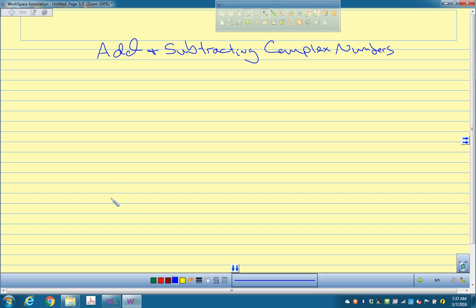All you do is add and subtract the real part and the imaginary part. So for example, say I have 2 plus 3i plus negative 3 minus 2i. It's just like combining like terms. So you take the real part, you put it together. What's 2 plus negative 3? Negative 1. And what's 3i plus negative 2i? i, just plain i. Okay? So that's the way that one works.